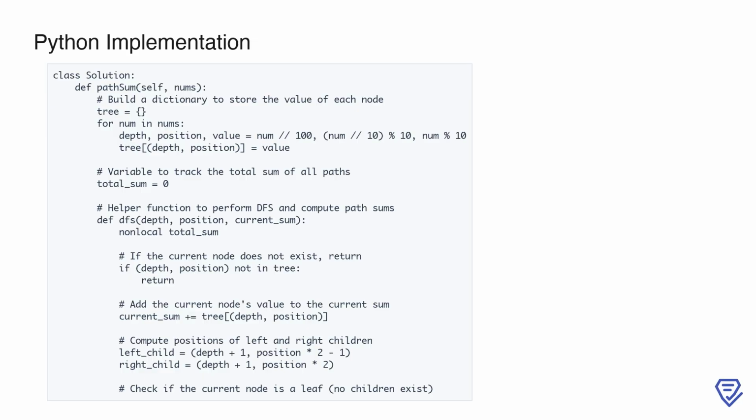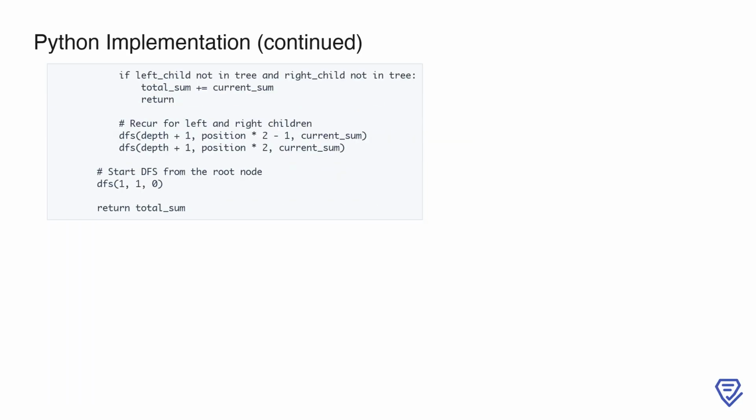These are determined based on the current depth and position, with the left child positioned at depth + 1, position * 2 - 1, and the right child at depth + 1, position * 2. Finally, we need to determine whether the current node is a leaf node by checking if neither of its children exists in the tree dictionary. If the current node is a leaf node, meaning both its left and right children are absent in the tree, we add the current_sum to the total_sum and terminate the recursion for this branch. Otherwise, we recursively call the DFS function for both the left and right children. These recursive calls continue until all paths from the root to the leaf nodes have been explored.